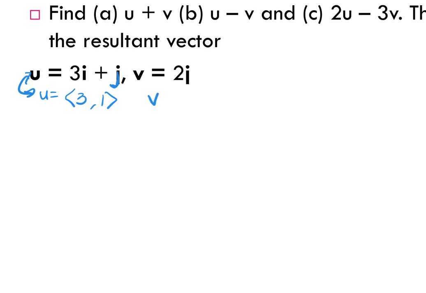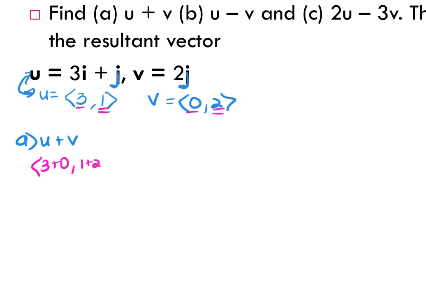What would be the component form of V? This is a J. What's in front of the I? 0. So 0, 2. Does that make sense? Yes. So now if I want to find A, U plus V, I add the change in x's, 3 plus 0, and 1 plus 2. And I get 3, 3.